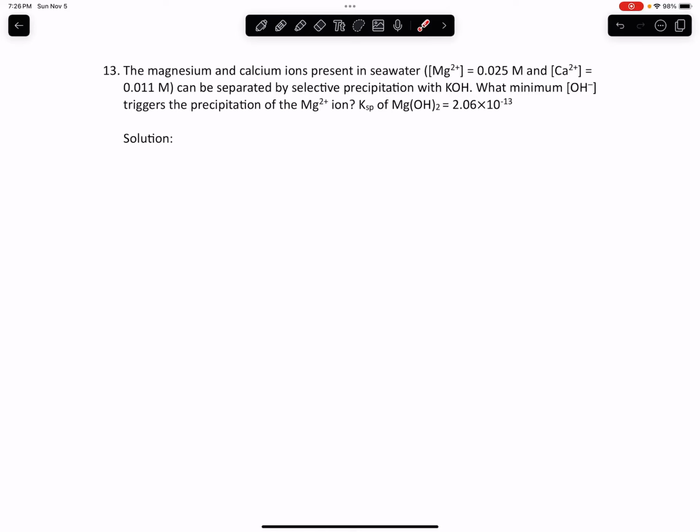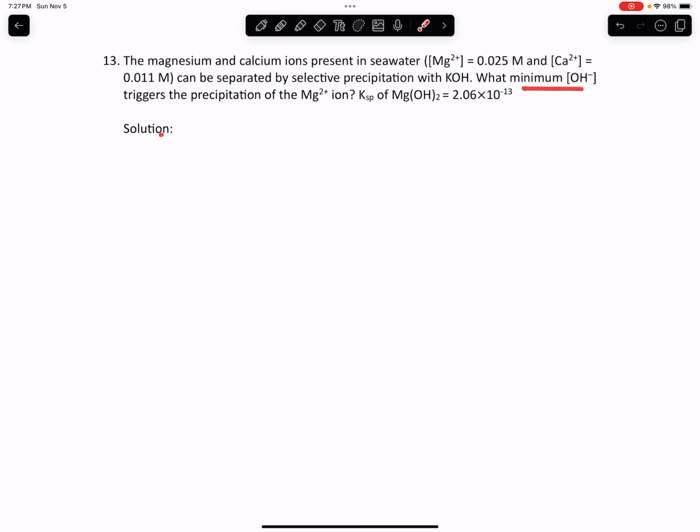And in this video, we're going to take a look at a problem where the magnesium and calcium ions, which are present in seawater, have concentrations given as 0.025 molar and 0.011 molar. They can be separated by selective precipitation with potassium hydroxide. The question is, what minimum OH minus ion concentration triggers the precipitation of the Mg2+ ion?